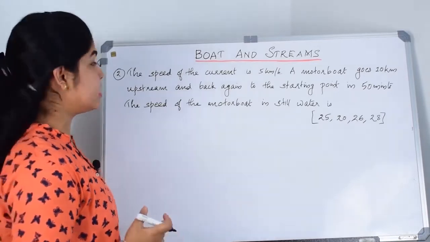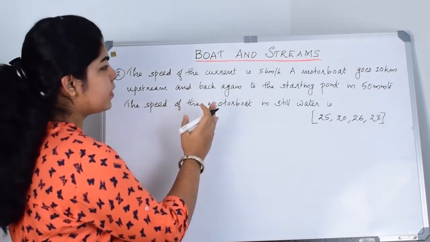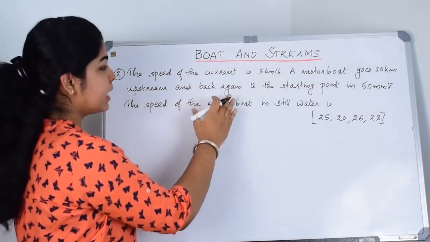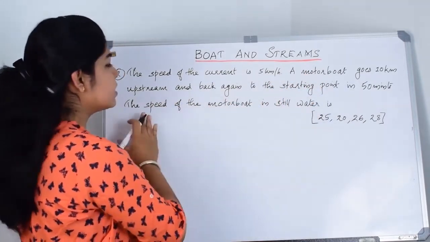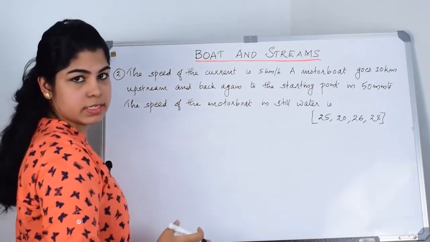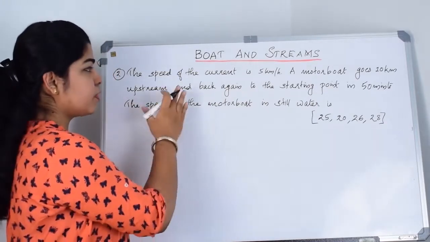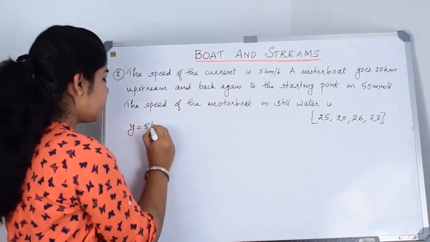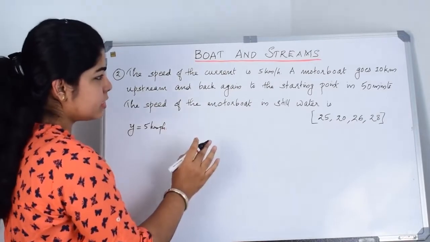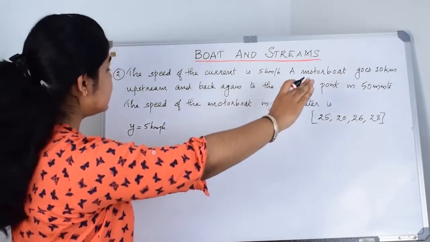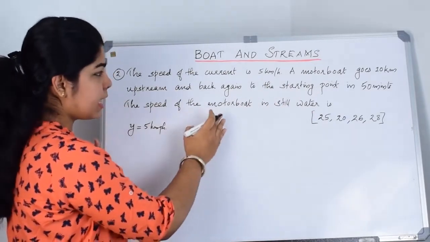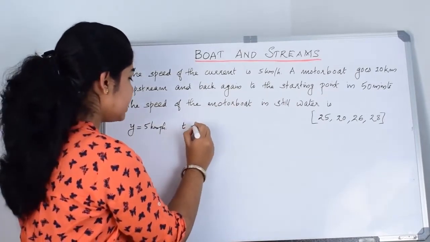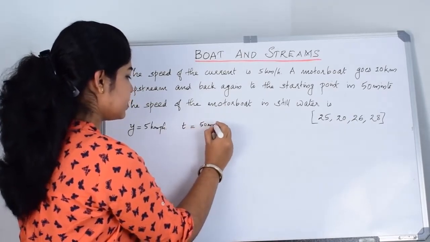So here our question is, the speed of the current is 5 km per hour. A motorboat goes 10 km upstream and back again to the starting point in 50 minutes. The speed of the motorboat in still water is. So here in our question, it is given the speed of the current as 5 km per hour, that is y is equal to 5 km per hour. Then it is given a motorboat goes 10 km upstream and back again to the starting point in 50 minutes. So the total time t here is 50 minutes.